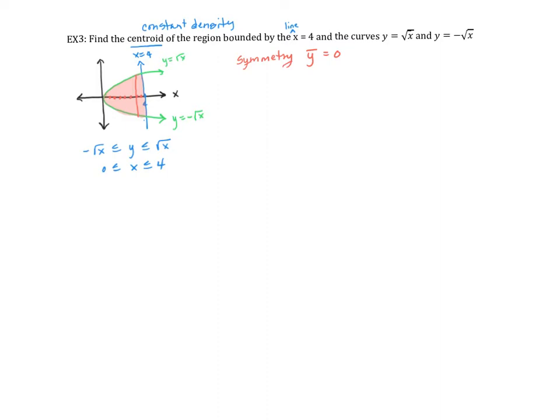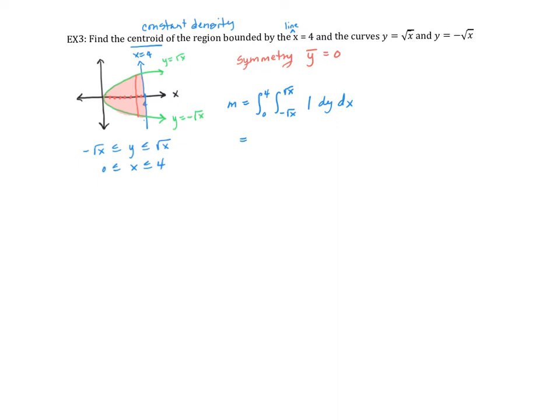When I compute the mass, it's going to be a double integral. I'm going to end with my x value, so that's going to be the outer integral from 0 to 4. The integral on the inside will go from the negative square root of x to the positive square root of x. And since it's constant density, I'm just going to use 1 for my density function. Again, I could use any number I want. And this is dy dx.